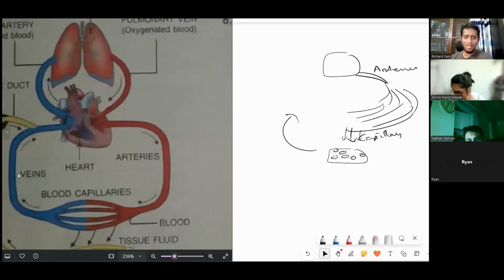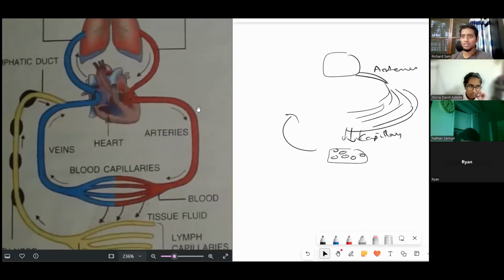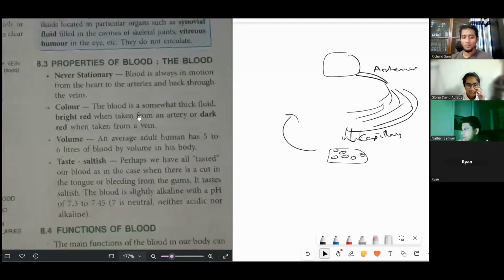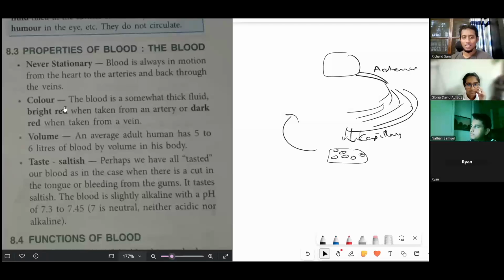Now, is the blood actually blue in color? No. What is the color of the blood? Like the blood in the arteries and the blood in the veins. What is the color? Like red. The blood from the artery. The blood is somewhat thick, bright red when taken from an artery or dark red when taken from a vein. So the oxygenated blood is bright red and the deoxygenated blood, which does not have oxygen, is dark red. Yeah, that is the actual color of the blood.